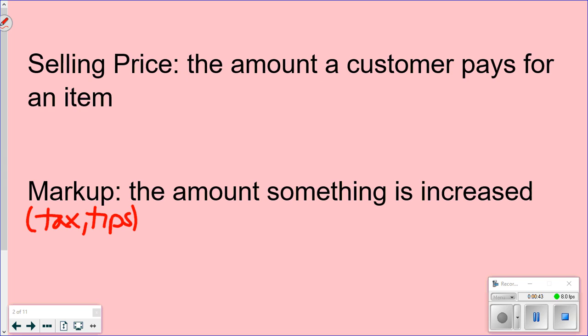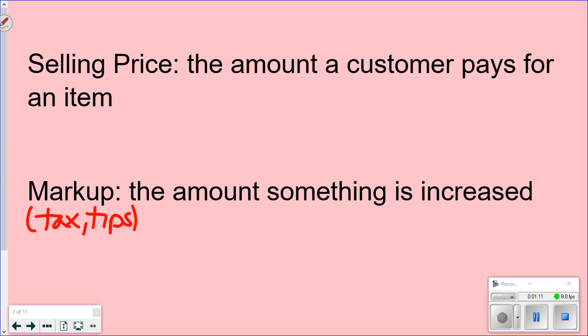And the next vocab you need to know is markup. So the amount something is increased. So anytime that you go to a store, like if we say we go to Walmart, at Walmart they have clothes there. So maybe there's a t-shirt there that they have to buy from a distributor. So everything that's at a store has to be bought from a distributor. They don't just get it for free. So they might pay 10 bucks for this t-shirt to put in their store, but they're going to mark it up to $15, and that's the markup.